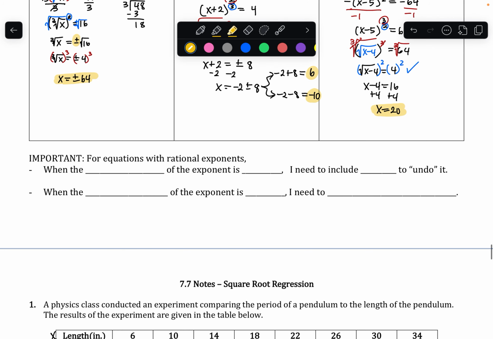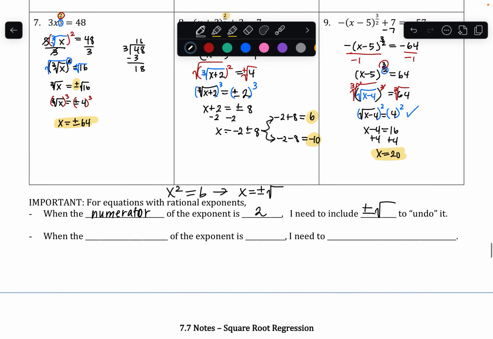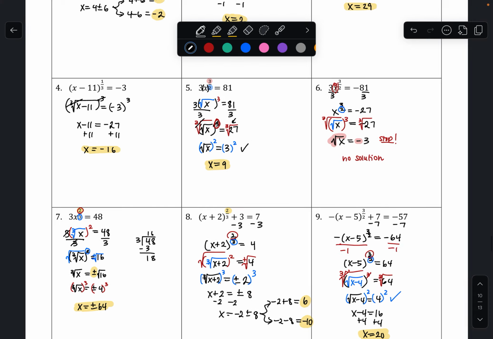Okay, and so the key things we're putting together here, we've talked about them in previous lessons isolated, but when you are dealing with x squared equals some number, you're going to end up with a positive negative square root. So when the numerator of the exponent, that top number of the exponent, is 2, you need to include plus or minus to undo it. Okay, so when the numerator is 2, that's when you have to watch out for that.